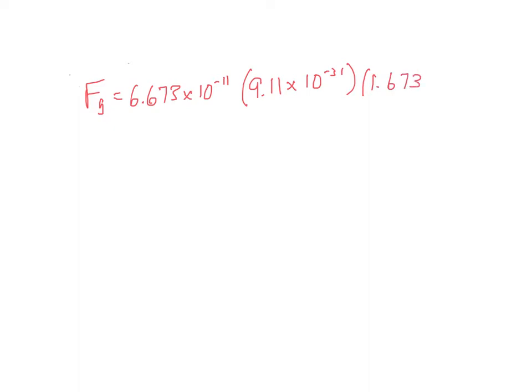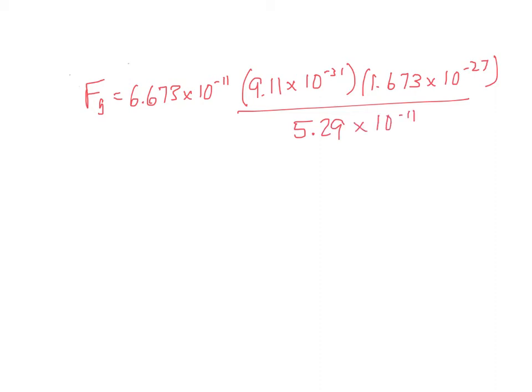Okay, so the gravitational force is going to be that value of G times 9.11 times 10 to the negative 31st times 1.673 times 10 to the negative 27th, all divided by, I think it was, 5.29 times 10 to the negative 11th meters.